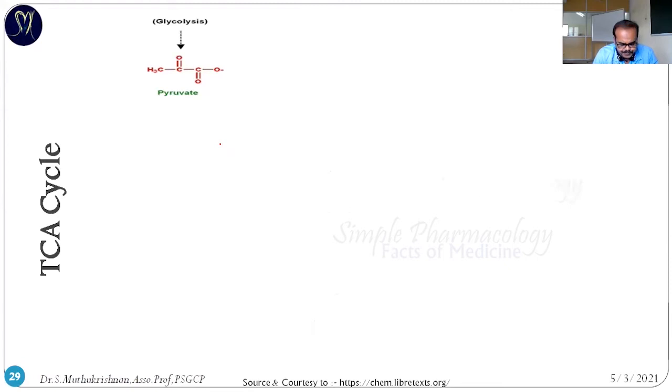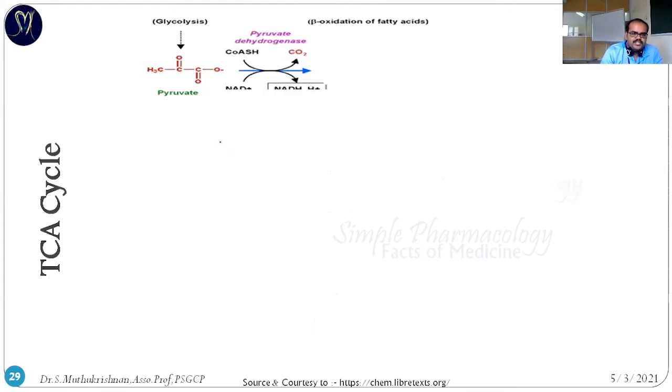That means pyruvate. It's the end product of glycolysis. The glucose is converted into the pyruvate. Once the pyruvate is there, it's converted into the acetyl-CoA with the help of pyruvate dehydrogenase enzyme. Actually, this is an intermediate step between glycolysis and the TCA cycle. What's the structural difference we can see here? Nothing much. Only this oxygen molecule has been replaced by this coenzyme.